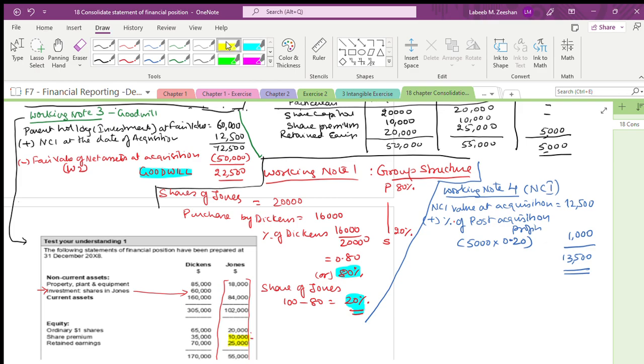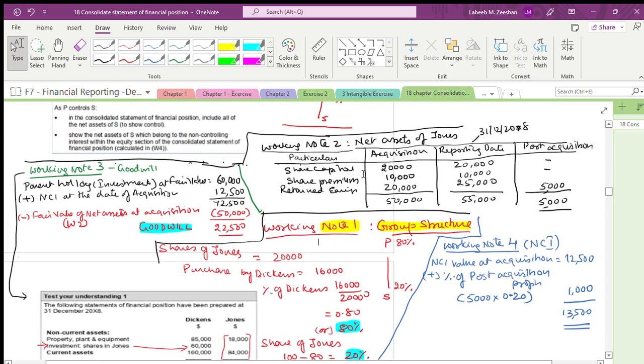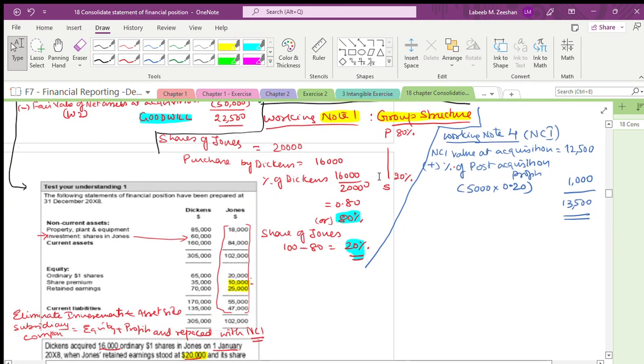First we have done with respect to the group structure. Second, we have done with respect to the net assets of Jones at the time of acquisition. Third one, we have done goodwill. Fourth one, we have done with respect to NCI. Now, what is the fifth one? Working note 5. What is working note 5? Group retained earnings.